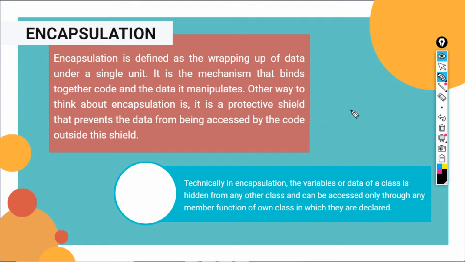Now, this here is my capsule, right? And here I have my information which is hidden within. It's hidden inside or it is kept inside. All right. Now let us go through the definition for a better understanding. It is the mechanism that binds together the code and the data it manipulates. Another way to think about encapsulation is as a protective shield that prevents the data from being accessed by the code outside this shield.